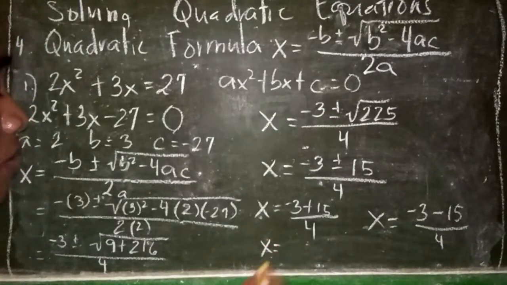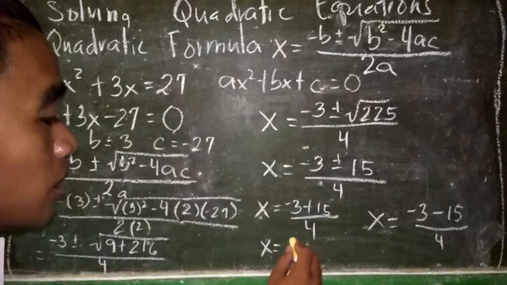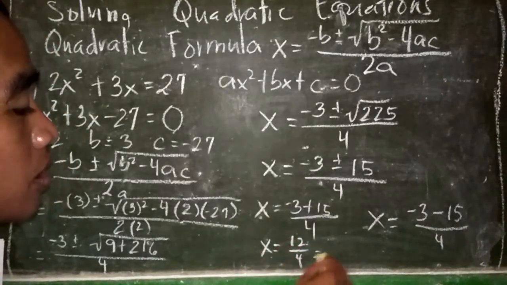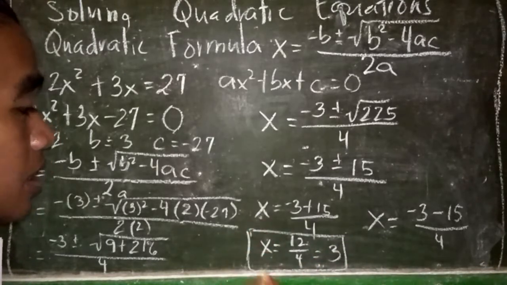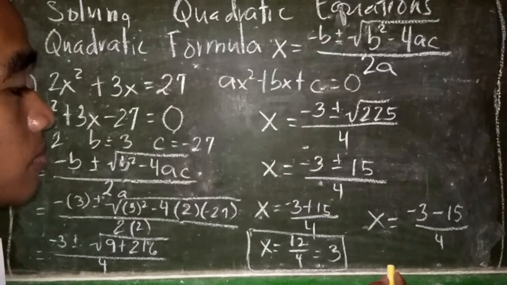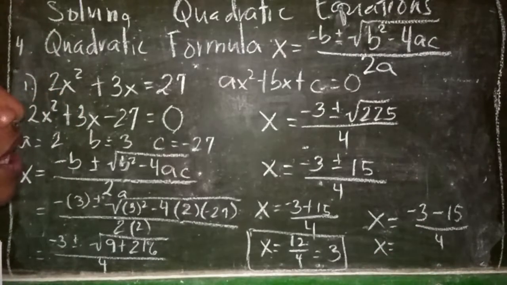So, x now is equal to negative 3 plus 15. Okay, so 12 over 4. Or 12 divided by 4, 3. Okay, so the first value of x is 3. Okay, next, x is equal to negative 3 minus 15.